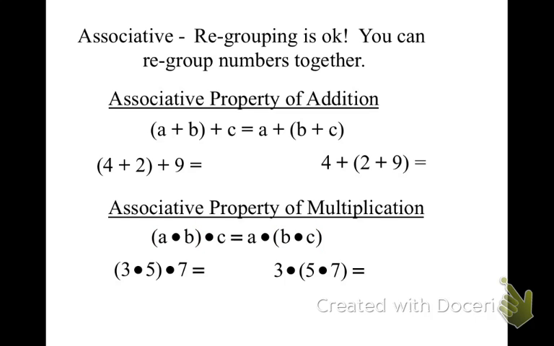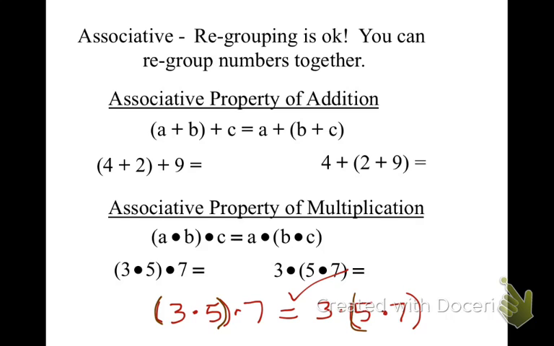So based off the associative property of multiplication, if I have 3 times 5 times 7, that is equal to 3 times 5 times 7 with the other pair grouped. These should be equal. Why? Because all I've done is regroup it. I grouped the first part, and then instead I flipped it and grouped the second part. So let's check our math and see, will this actually be true?